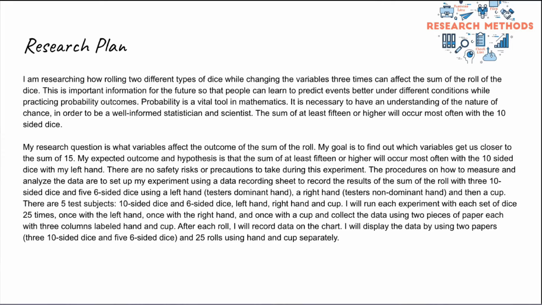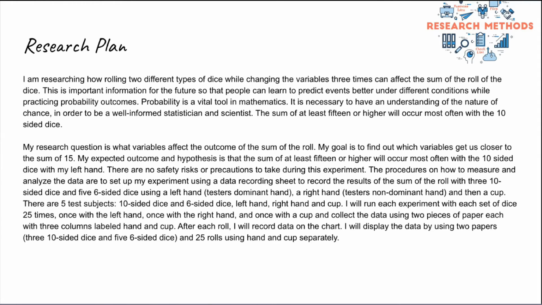The research plan for my science fair experiment was to see how rolling two different types of dice, while changing the variables three times, can affect the sum of the roll of the dice. This is very important information for the future so that people can learn to predict events better under different conditions while practicing probability outcomes.